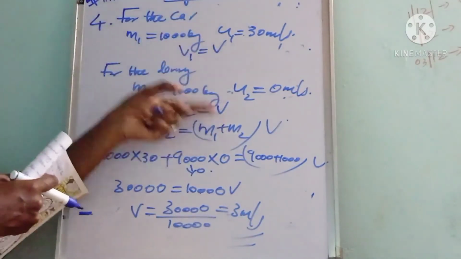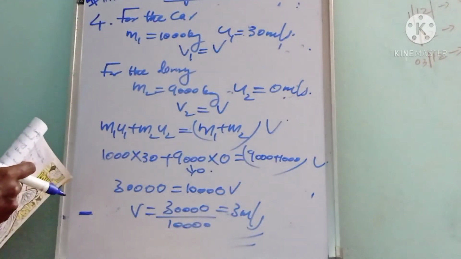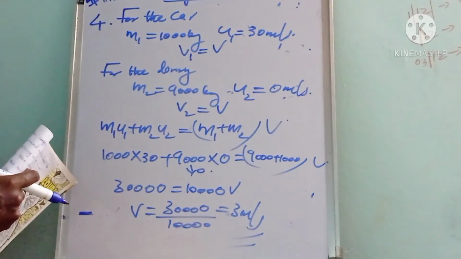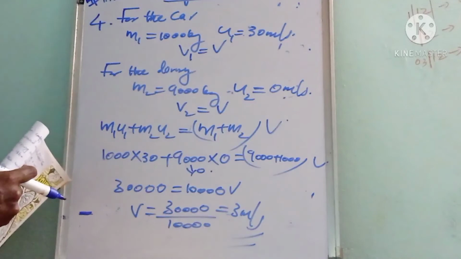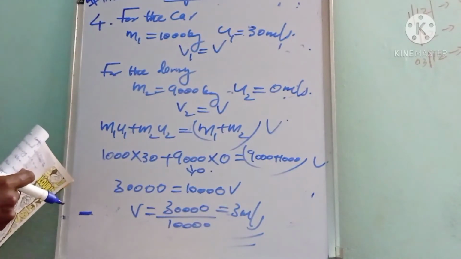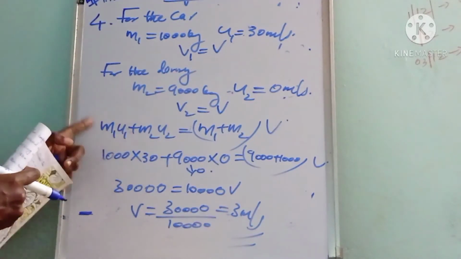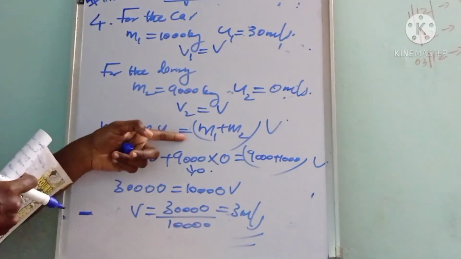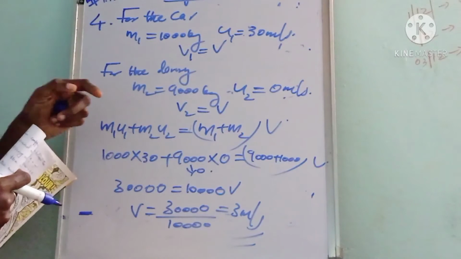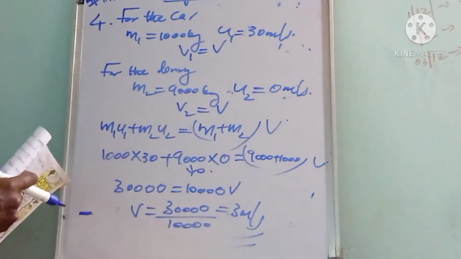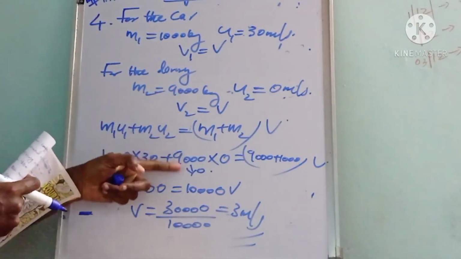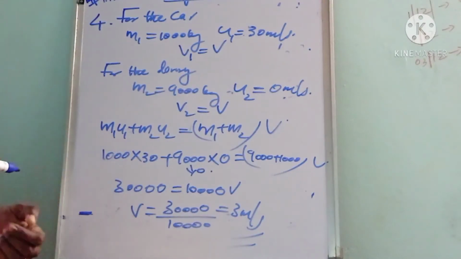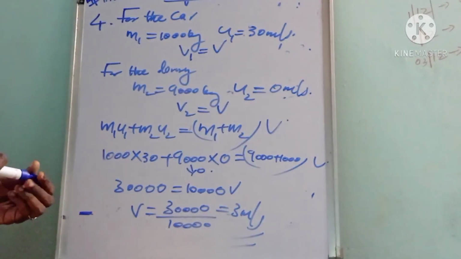Then we have to find the velocity v. Here also we are applying the law of conservation of momentum, that is, total momentum before collision is equal to total momentum after collision. Before collision the total momentum is m1u1 plus m2u2, which is equal to the momentum after collision, when the car and lorry are joined, so (m1 plus m2) into v. Substituting all these values, we get the velocity v as 3 meter per second.